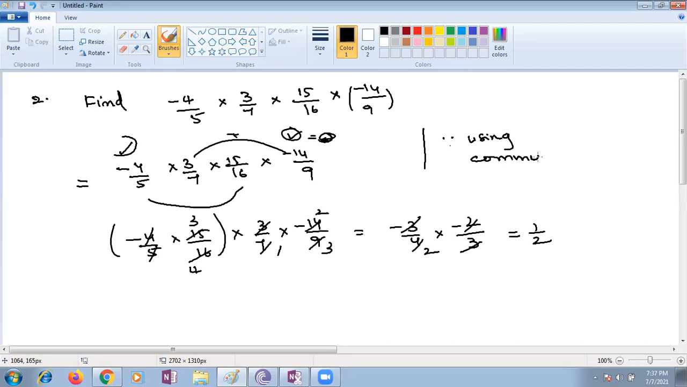Write down the property names also, children. Commutativity means the numbers are shifting. And associativity means we are grouping the numbers and calculating. Commutativity and associativity. I forgot to put the denominator, ma'am. Yes, this is a common mistake done by students. No need to run a race here. You can understand and do the sums.